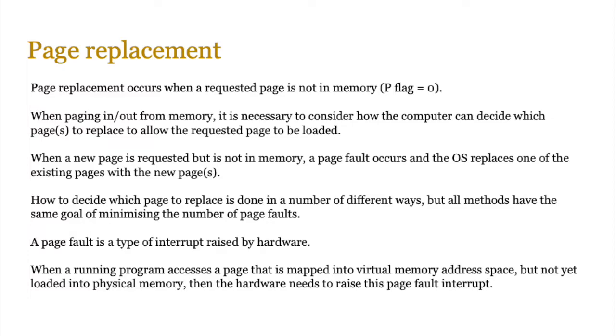When a new page is requested and it's not in memory, a page fault occurs and the operating system then replaces one of the existing pages, which is in RAM, with the relevant one on the swap space. Now, how you decide which page to replace is often done in a number of different ways, but all the methods have the same goal, which is minimizing the number of page faults.